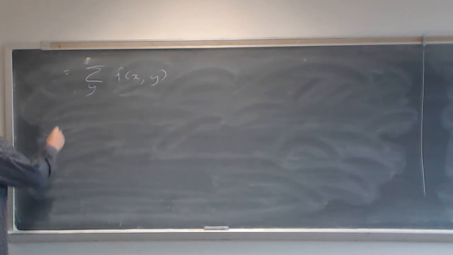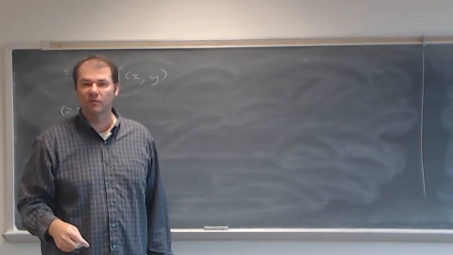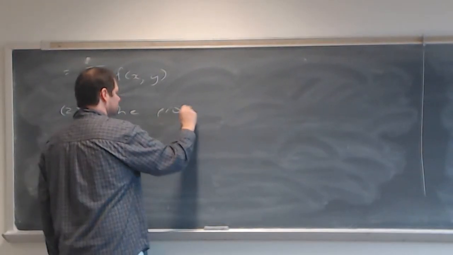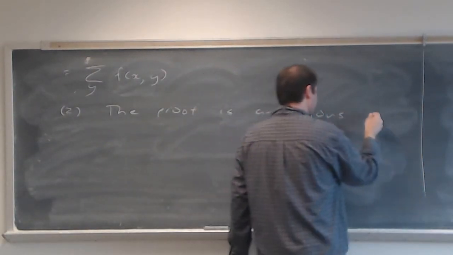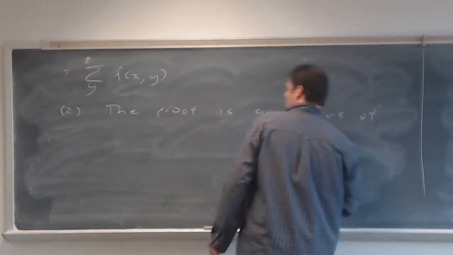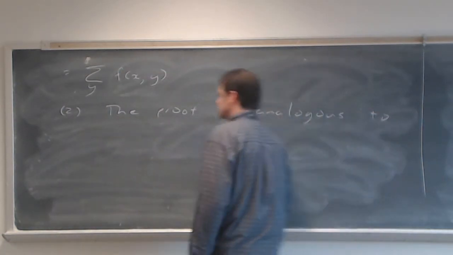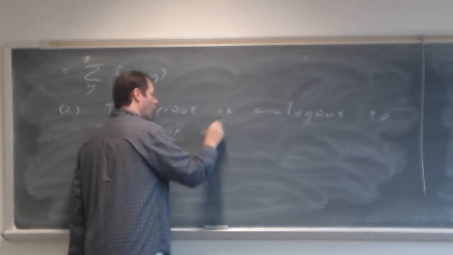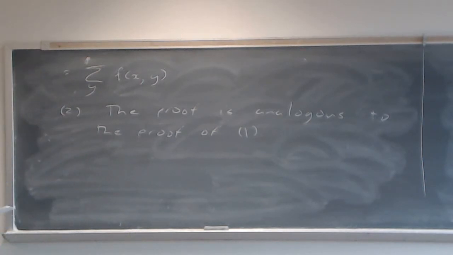For part 2, with f sub y of y, the PMF of y, the proof is analogous to what I just did, the proof of 1. So I'm not going to do that. It's something that's easy to see. Okay? Let us look at an example.